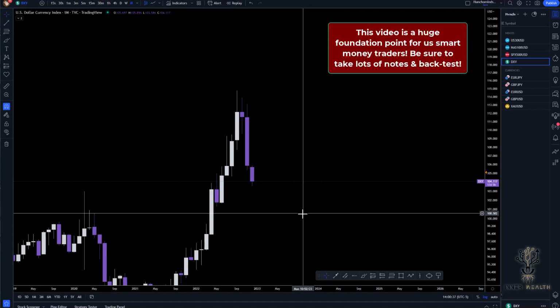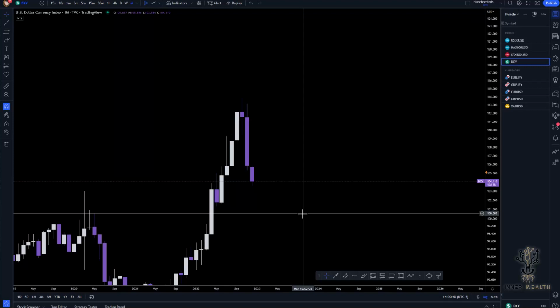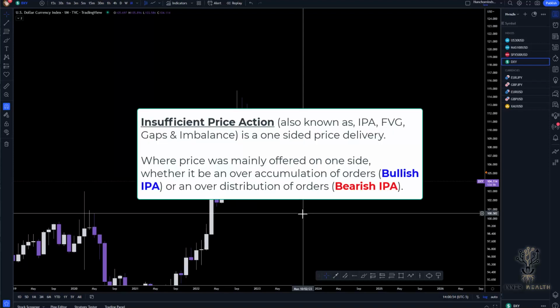The reason that this is one of my favorite topics is because it is widely used throughout many trading strategies. You guys may know it as an IPA, insufficient price action, fair value gap or FVG, gaps, imbalances. It is a technique widely used throughout many strategies, and the reason is because it is so powerful.